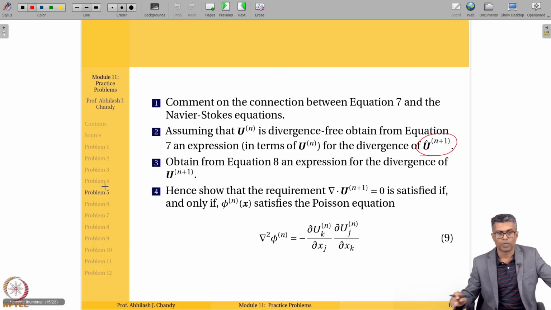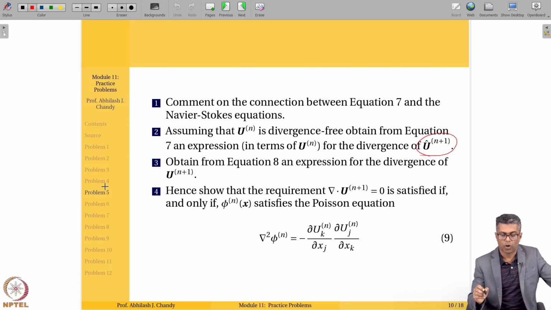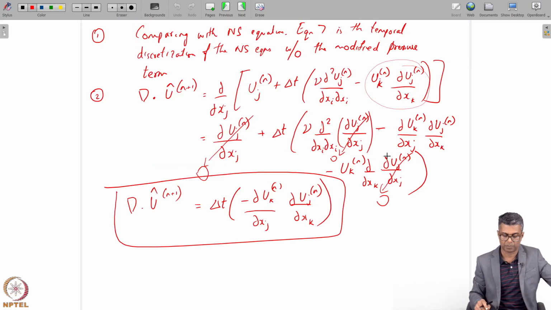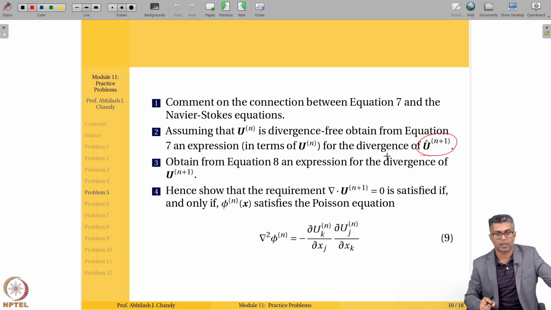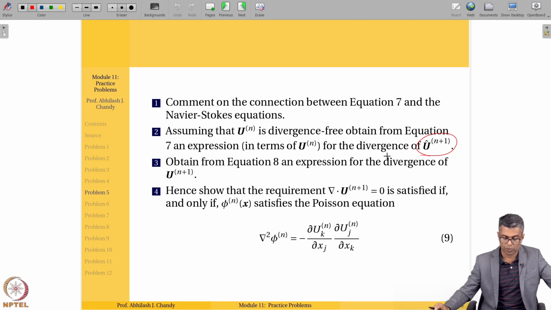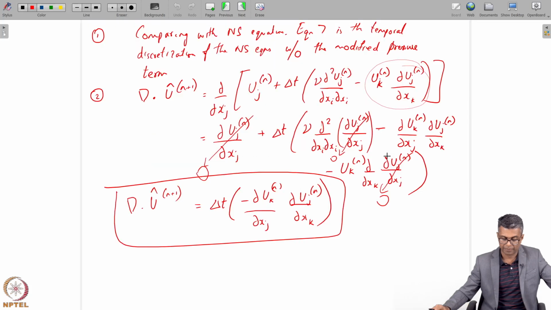So the question was, obtain from equation 7 an expression for the divergence of the intermediate velocity, and that's what this is. That's your part 2. Now, I hope that is clear. Let's go to part 3. Obtain from equation 8 an expression for the divergence of un plus 1. Okay, un plus 1. So here is what I'll have.